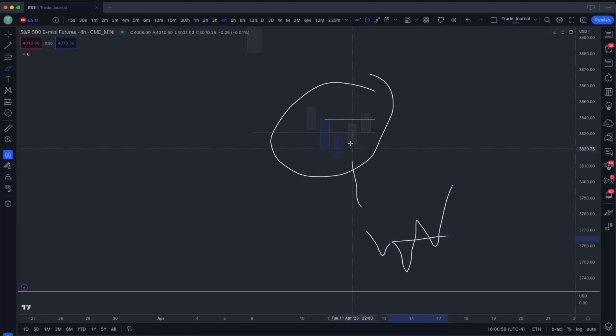Now, the pros and cons are that sometimes when you get this close, you might not get this retest on the lower time frame. Sometimes you will, sometimes you won't. And so, it's never going to be perfect all the time.